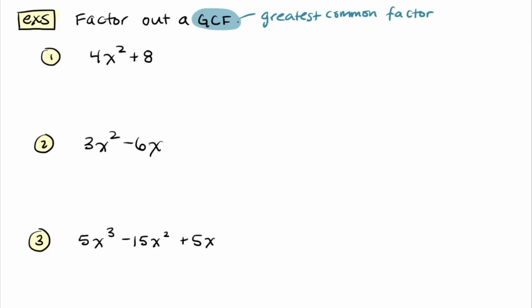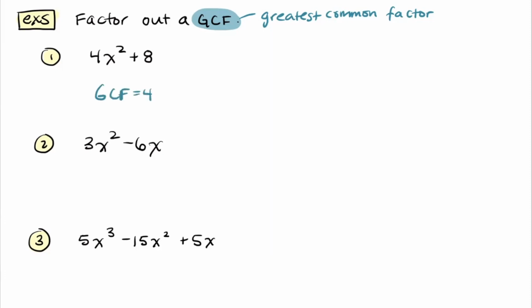So number 1, we have 4x squared plus 8. Now you can look at the numbers first, so 4 and 8 in each of the two terms here, and look at the powers of x separately. The 4 and the 8 both are divisible by 4, and that's the biggest thing that goes into both of them. So the GCF here is just a 4.